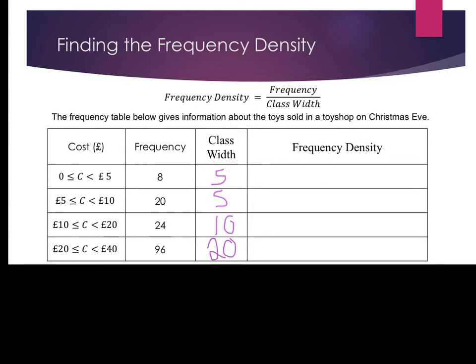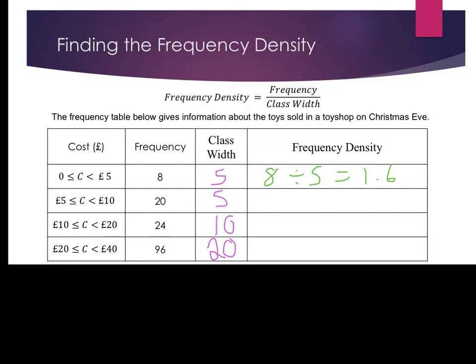Now we're going to look at being able to calculate the frequency density, because we now have both bits of information. We have the frequency and we have the class width. So we're going to do frequency divided by class width for each row. For the first row, we're going to do 8 divided by 5, and that will give us the answer of 1.6.